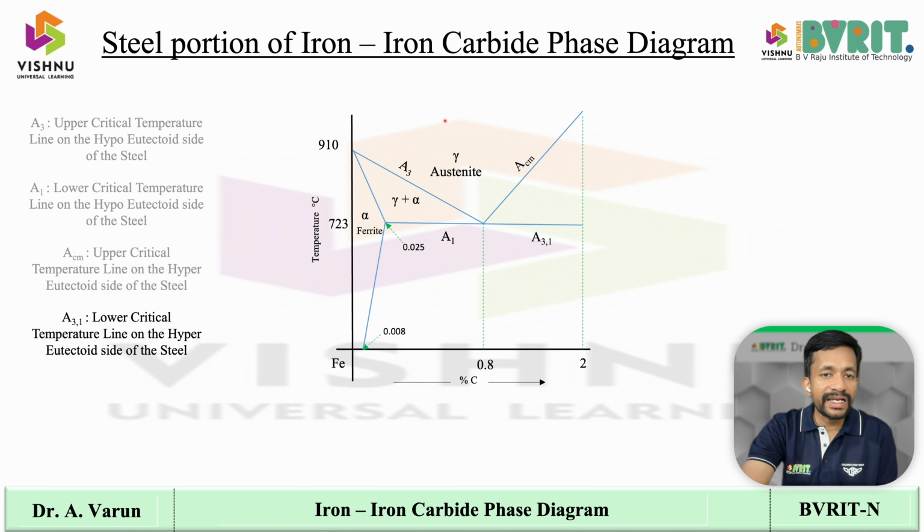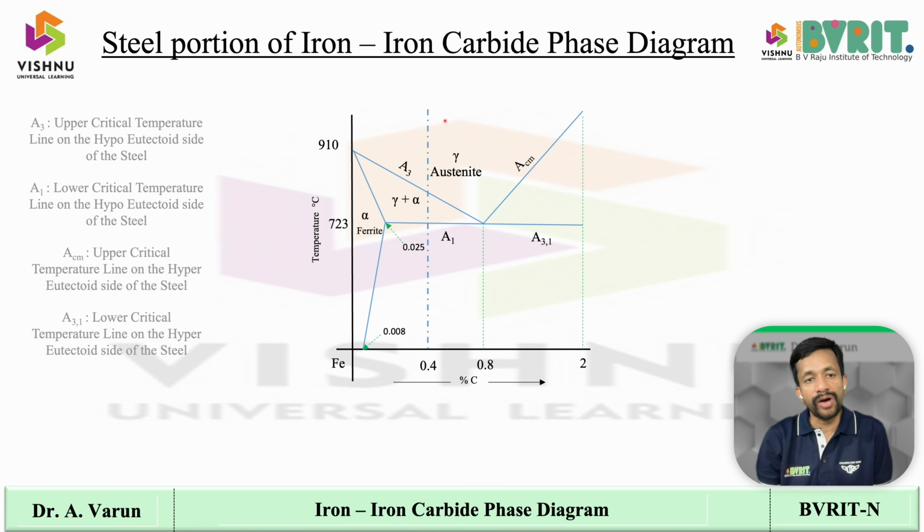Now, these lines mark certain changes of transformation. So we are going to see, but let us take it stepwise. That means let us consider 0.4 percentage of carbon. That is how this alloy will transform from 0.4 percentage of carbon down to room temperature. So let us take 0.4.